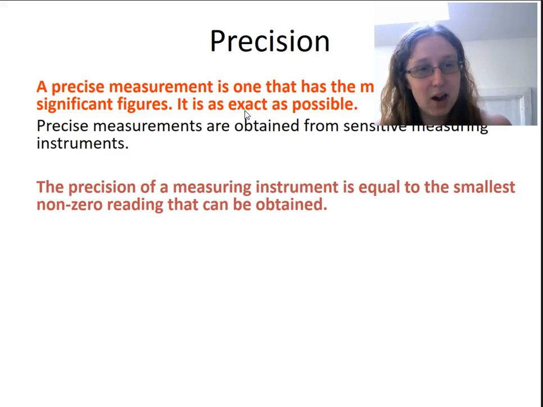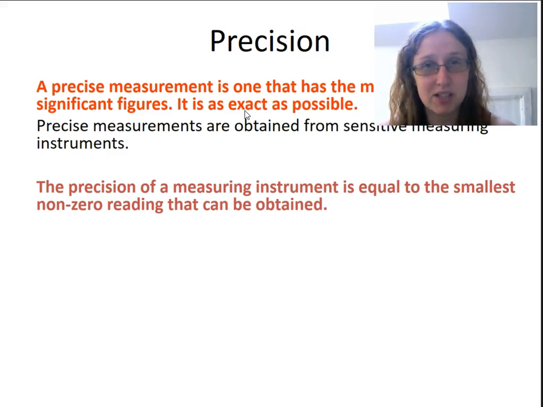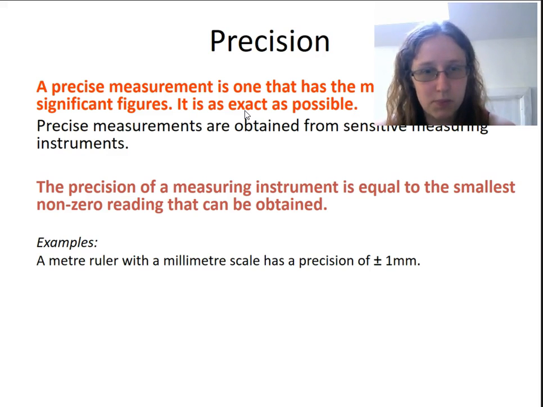If I want to say how precise a measuring instrument is, its precision is equal to the smallest non-zero reading that can be obtained. So if we look at your ruler, for instance, you'd probably say 1 millimeter would be its precision, because that's the smallest non-zero value you can measure from it. You could argue that it might be half a millimeter, because you could say it was halfway between the two divisions, and that's acceptable, but personally I think 1 millimeter is probably more realistic. Okay, so there we go. Plus or minus 1 millimeter.